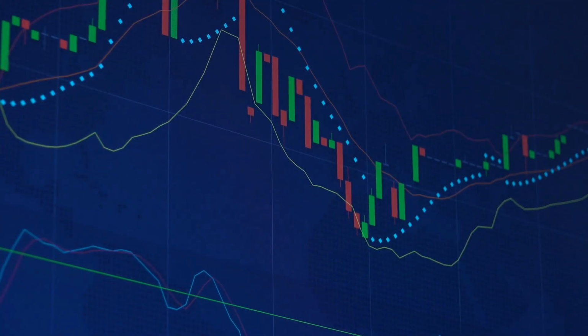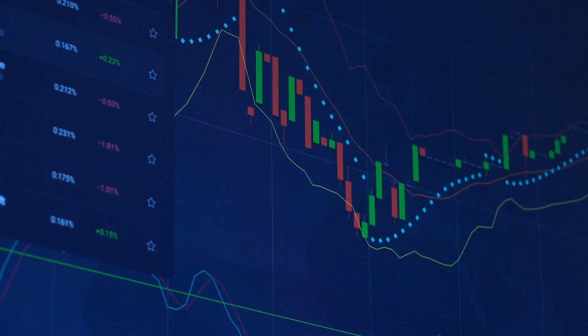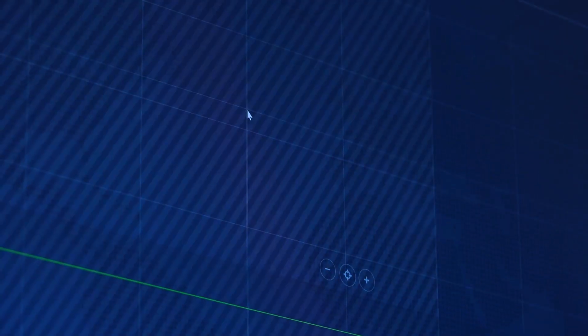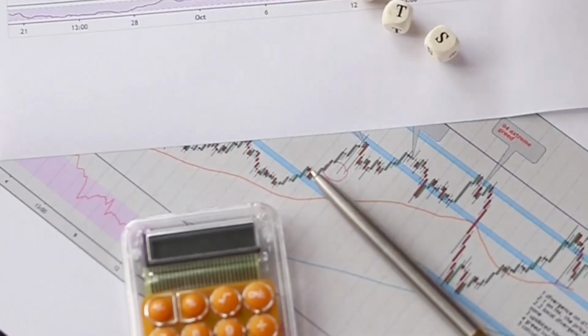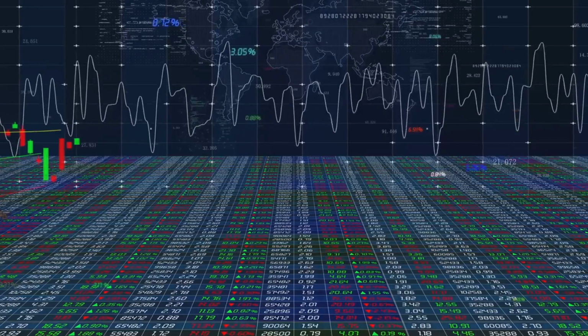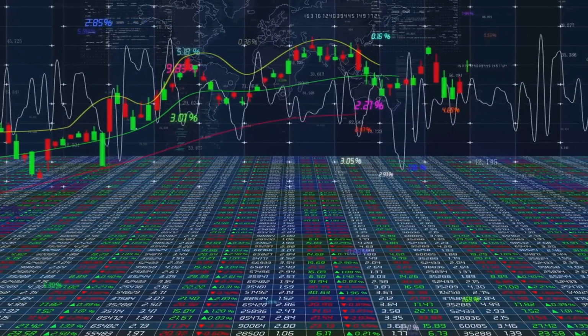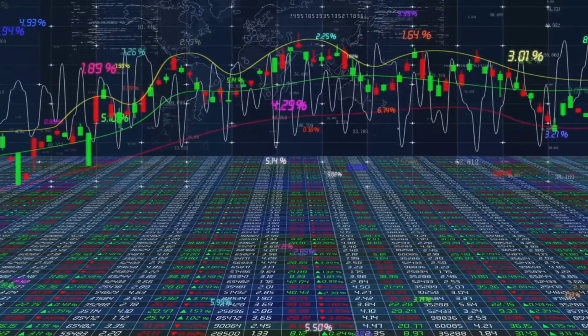These patterns are like footprints, showing you where the market has been and hinting at where it might go next. These patterns are clues left by the market's collective behavior. By learning to spot them, you can start to anticipate opportunities and risks before they become obvious to everyone else.